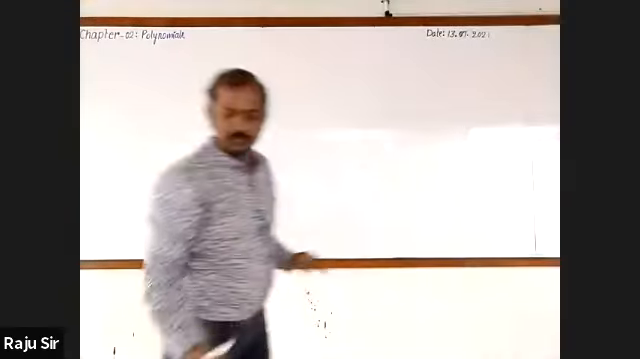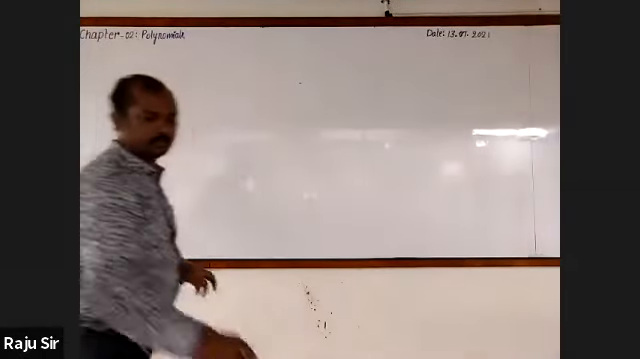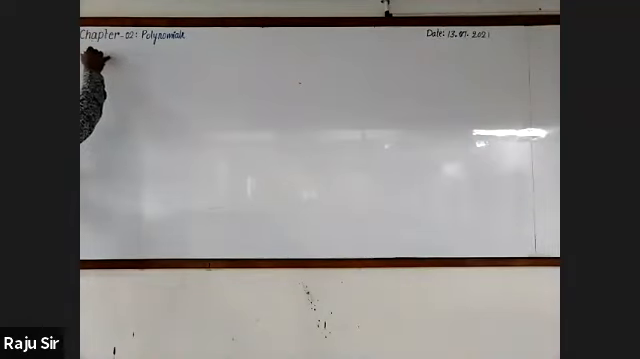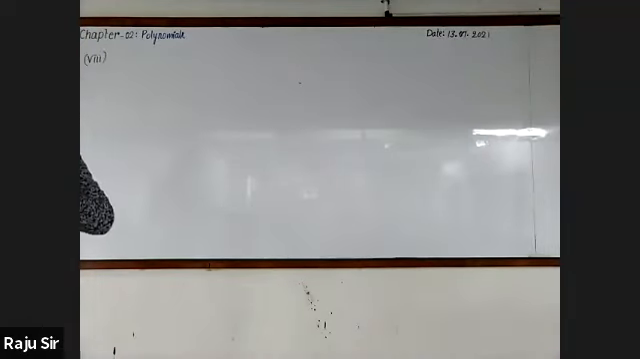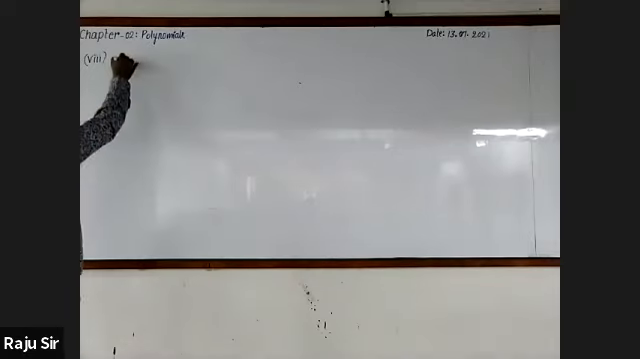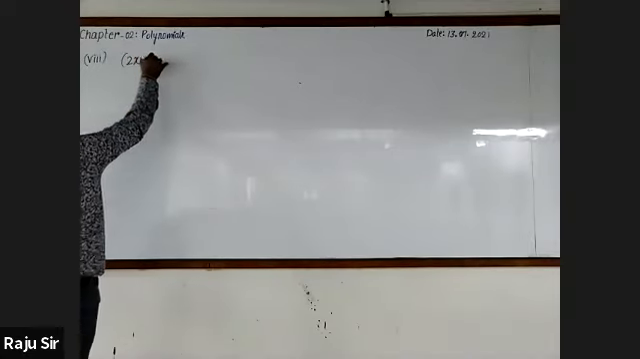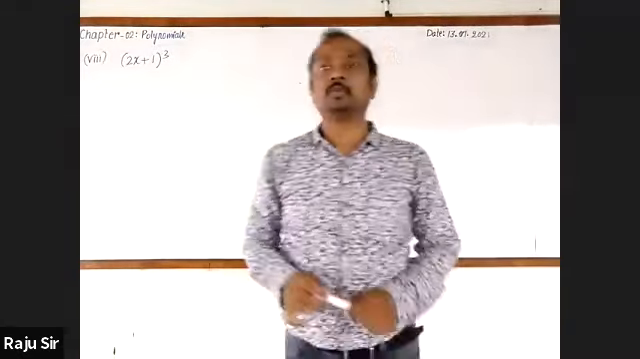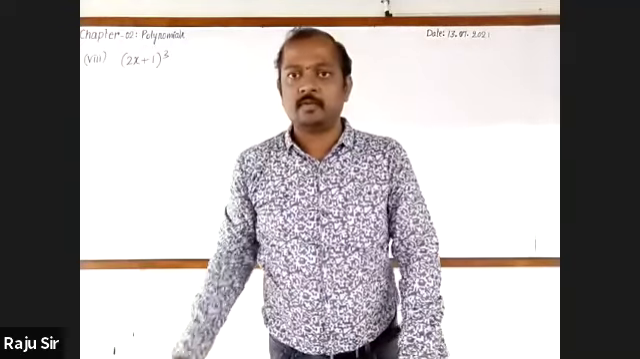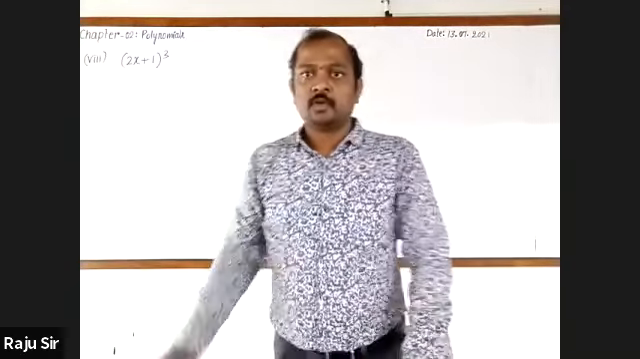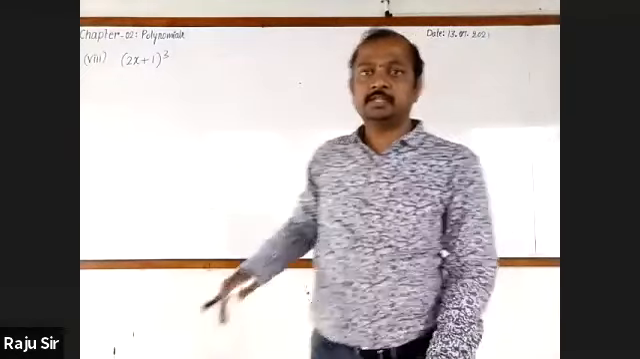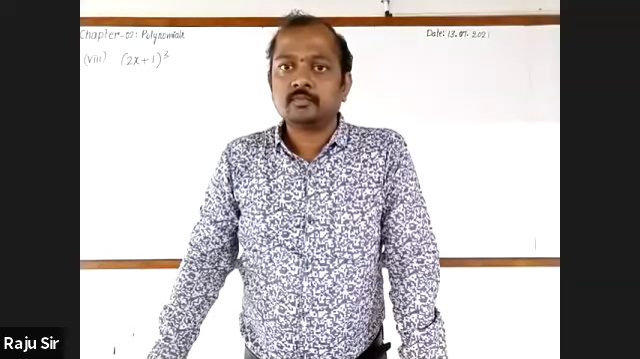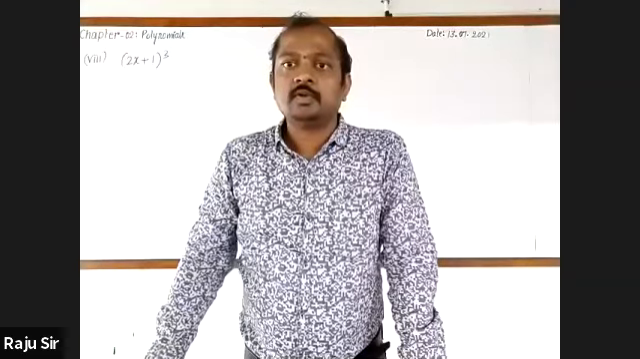Sir, A plus B whole cube, sir. Oh, right. It is 8 minus 1. This is 2x plus 1 whole cube. Sanjana, could you tell it is in the form of which identity? Sir, A plus B whole cube.